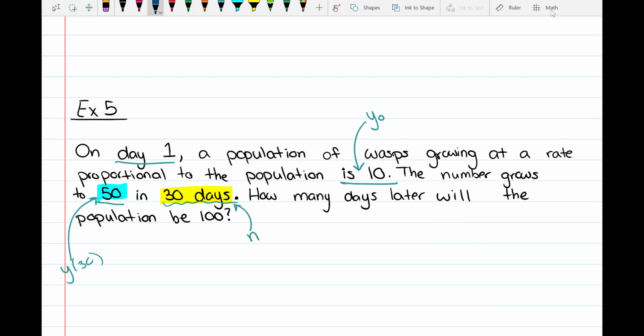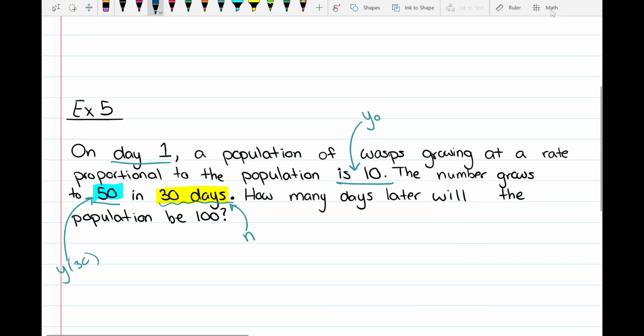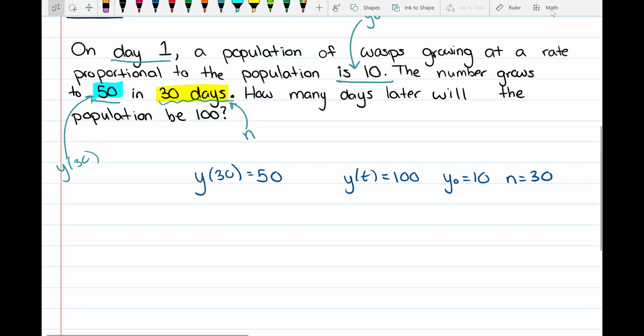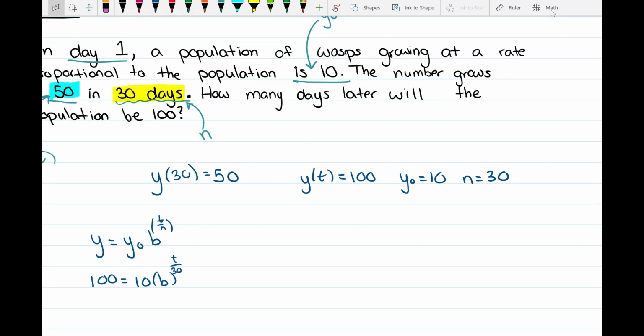So the first step to this problem is start identifying our key points of information. So we know that y of 30 is 50. We know we want our y of t, where we don't know what t is, to be 100. And we know we want y naught to equal 10 and n equals 30. So we're almost ready to get set up with our equation, which is y equals y naught b to the t over n. So if you start substituting things in, you get 100 equals 10, but the problem is I don't know b. And I don't know t, but t is what I'm solving for. So what you want to do is solve for b.